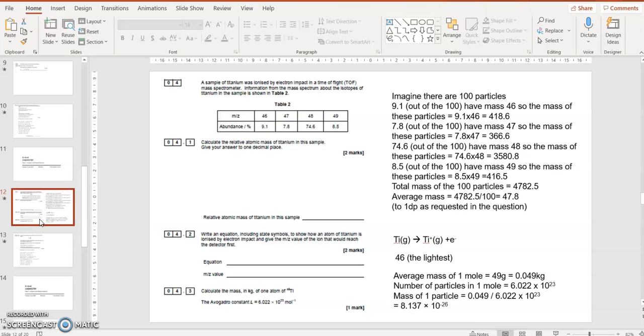Don't be worried by m divided by z, by the way. M divided by z is the mass of a particle divided by its charge. And in the time of flight mass spectrometer, particles have charge plus 1. So mass divided by 1 is just the mass of the particles.